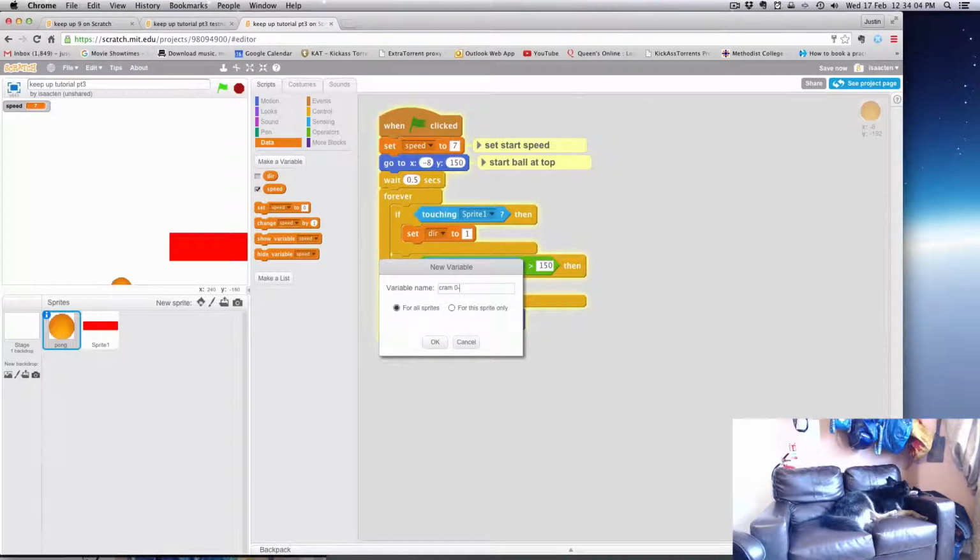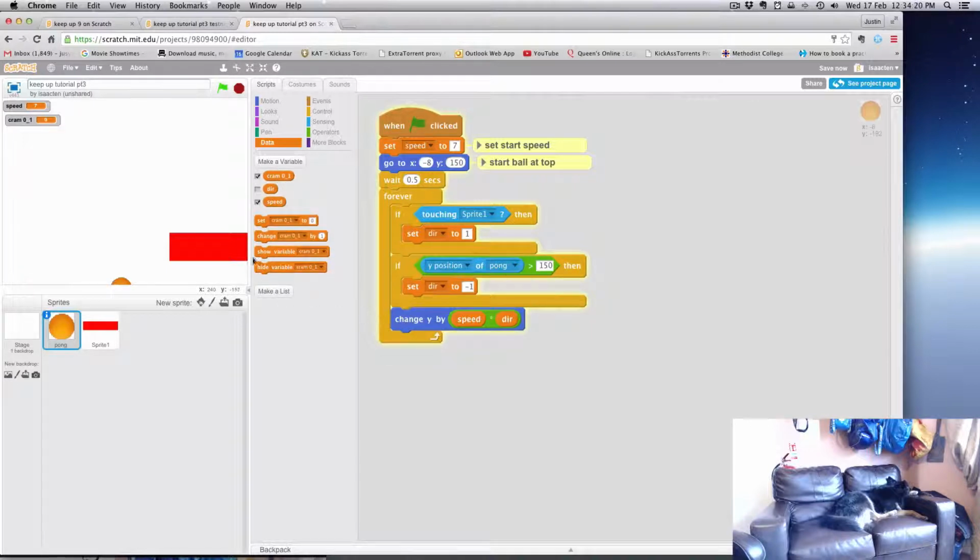Oh, I don't think you can use spaces. Can you use spaces? Yeah. Okay. You sure? Yeah. If you're normal, would you say the same thing? Yeah. Because I normalized you. Okay. Cram 0, 1.